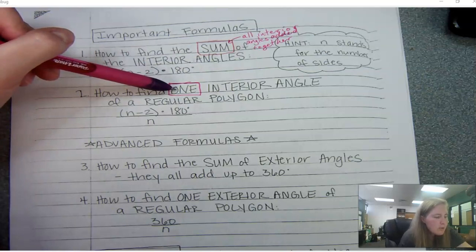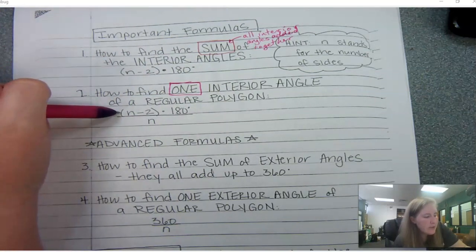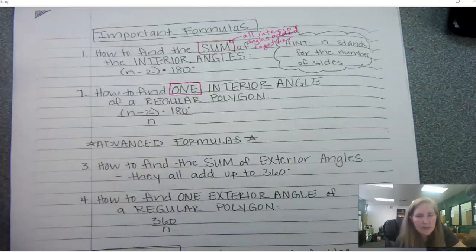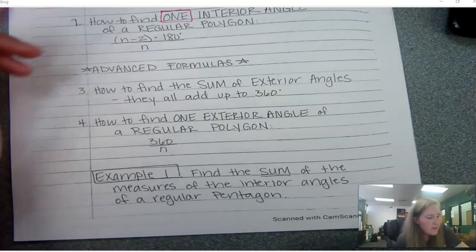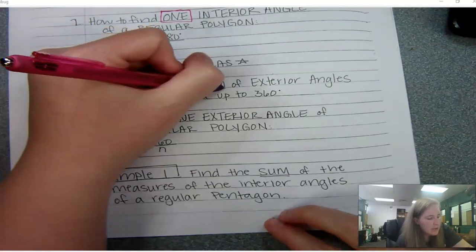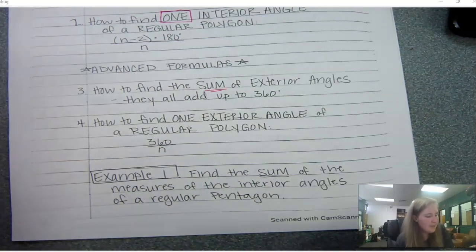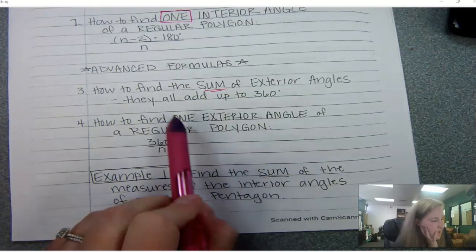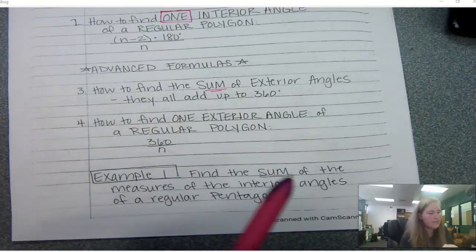This is just one interior angle. If you notice, it's the exact same as this formula. You just do that formula and then divide by the number of sides. Okay, that's the only difference there. All right, the sum of the exterior angles, which is very important, all add up to 360 degrees.